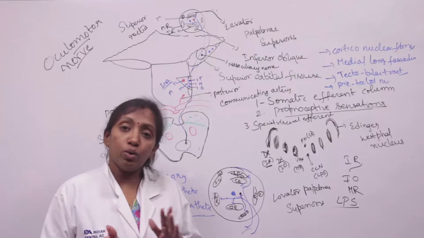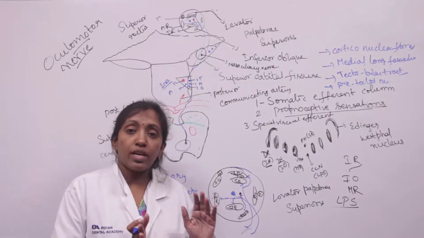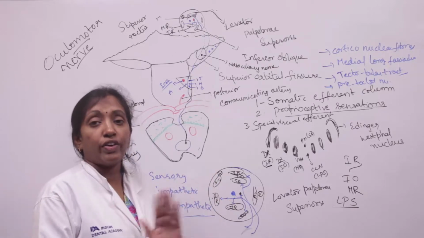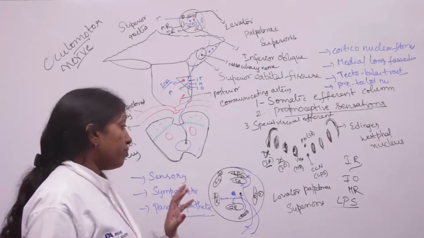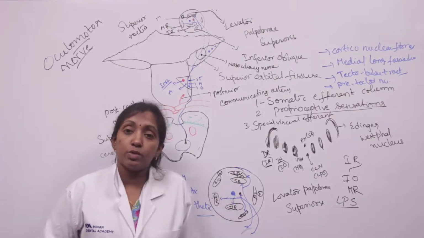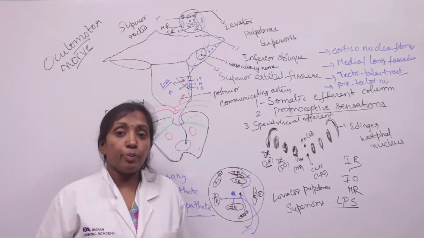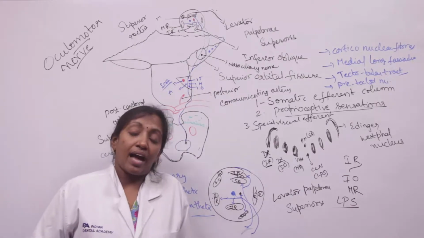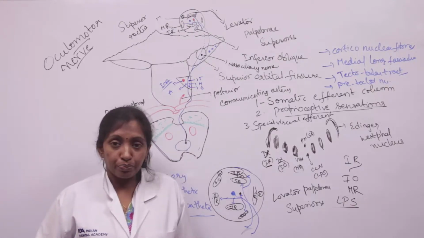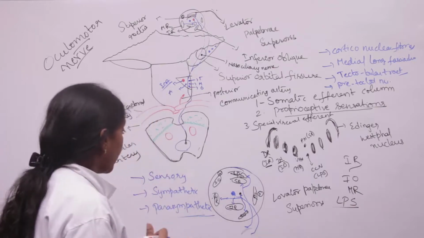The ciliary ganglion gives off 15 to 20 short ciliary branches. They pierce the sclera and occupy the space between the sclera and the choroid, and they supply the sphincter pupillae and the ciliaris muscle. 95% of the postganglionic fibers supply the ciliaris muscle, and only 5% supply the sphincter pupillae.